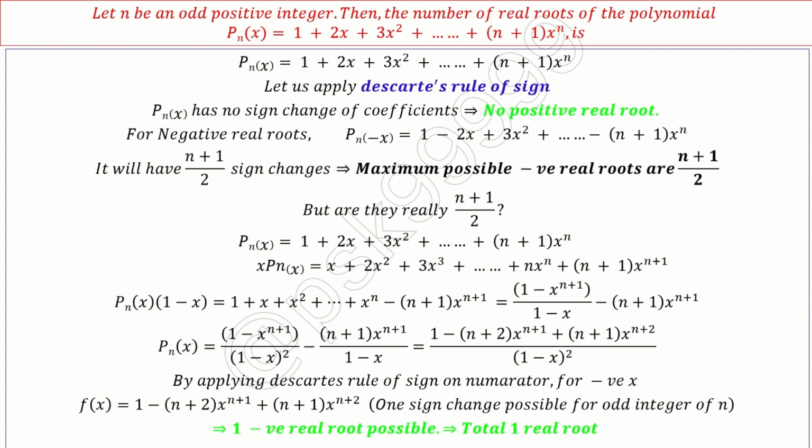Descartes rule always says exact value for 0 and 1, right? So one negative real root is possible. So total real roots are 1. That's the answer. Thank you.